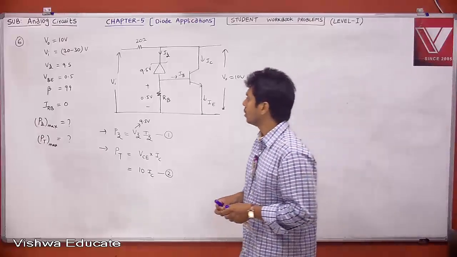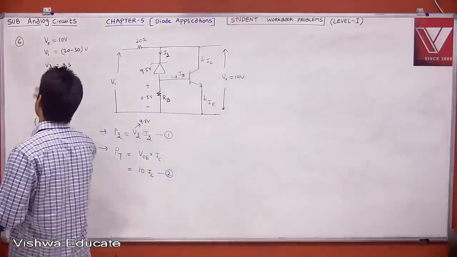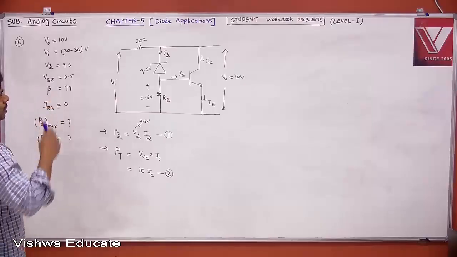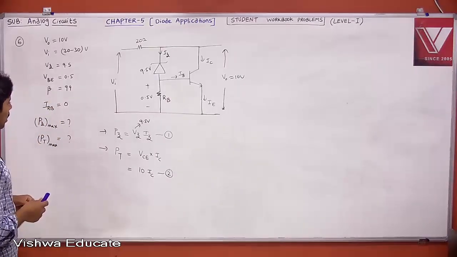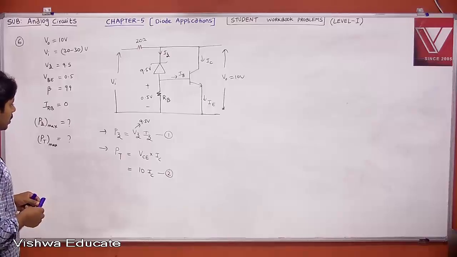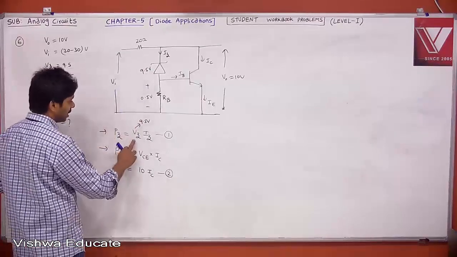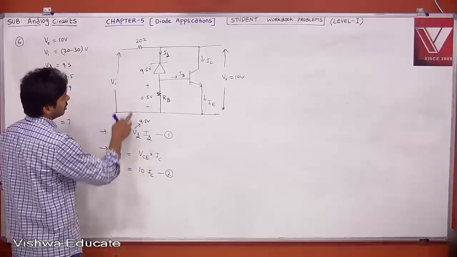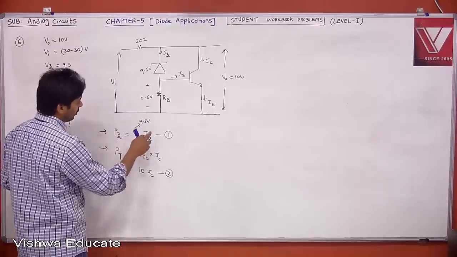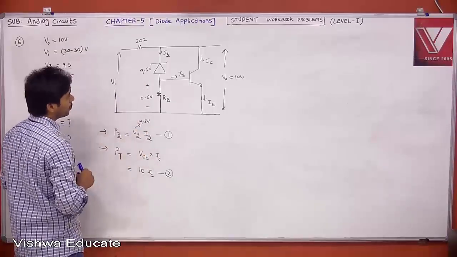Welcome back. In the last session we started problem number 6, student workbook problem level 1, and I told you how to solve it also. I told you that the power dissipation across the Zener diode is nothing but Vz into Iz, and Vz is already known to you, which is 9.5. If you know Iz, problem is over.